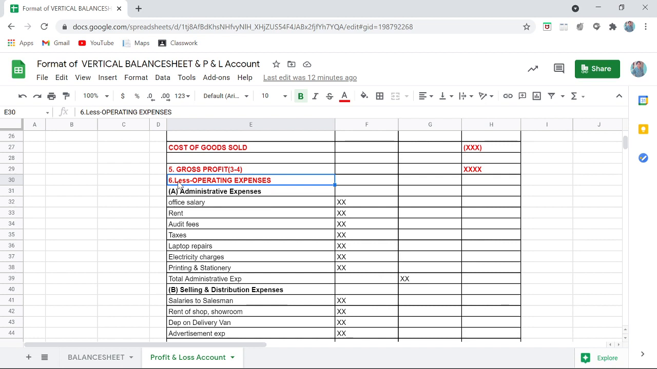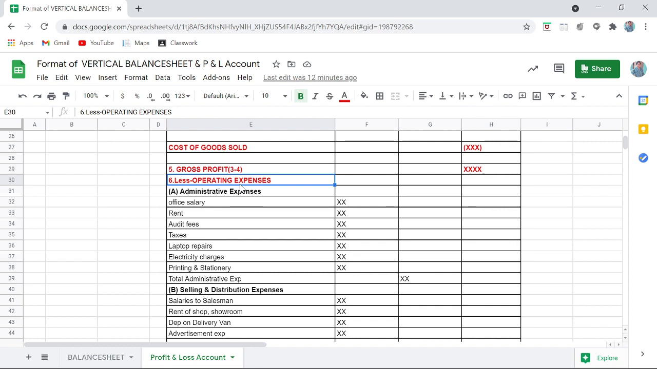So first I will deduct operating expenses. Now if you see in this vertical format, we have classified our expenses into two, operating and non-operating. Now what is operating? Operating means operations, meaning day-to-day activities. So expenses which are related to day-to-day activities are called operating expenses, and expenses which we do not incur every time, which occur sometime or somewhere in between, are called non-operating expenses. So from gross profit, first I will deduct operating expenses.